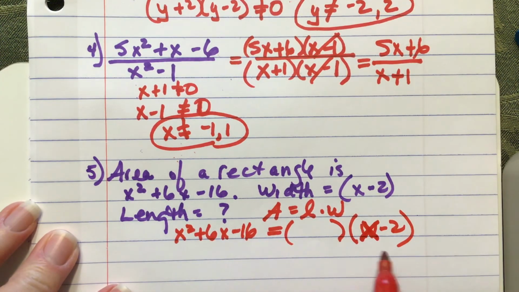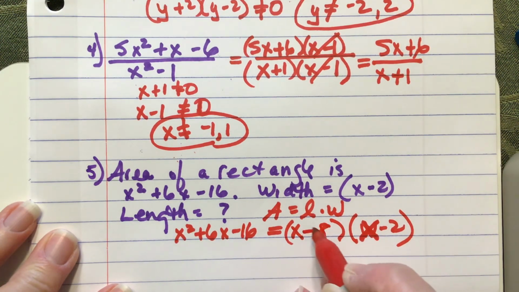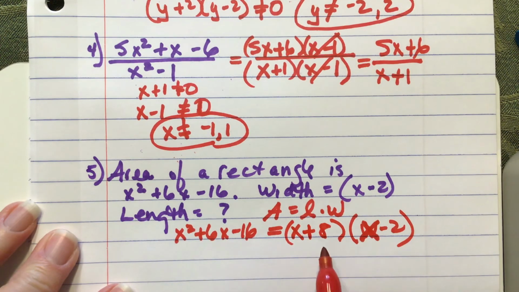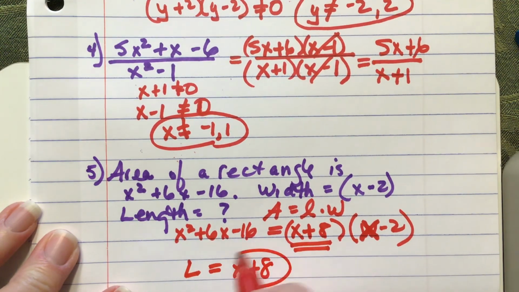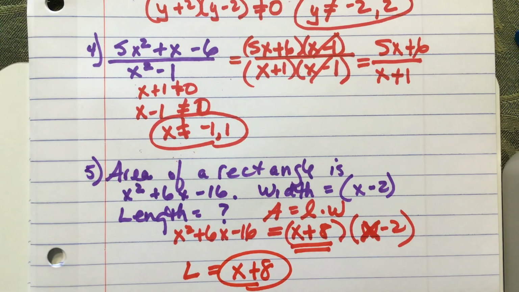So now I have to figure out my remaining factor. Well, let's look here. X squared has to be x times x. And negative 2 times something has to give me negative 16, so that's going to be positive 8. Let's check our middle term. 8x minus 2x does give me a positive 6x. So just by plugging in my missing factor, I can find that my length is going to be x plus 8. Okay, so that's just simplifying rational expressions.